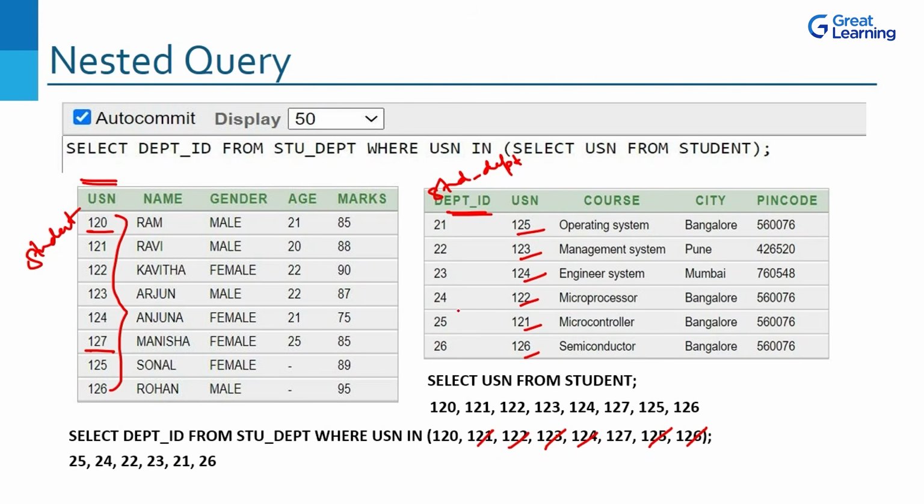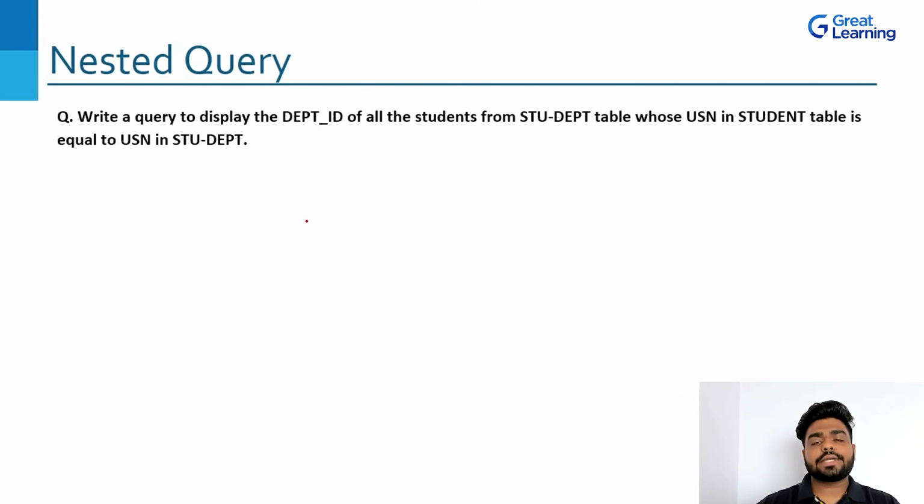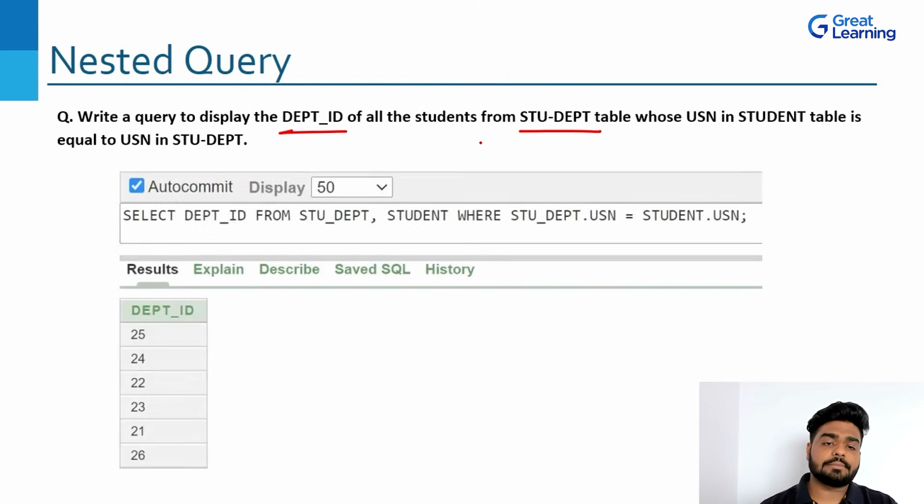Right? So this is the theoretical and practical knowledge of nested query, also known as subquery. So the question is, write a query to display the department ID of all the students from the student department table whose USN in the student table is equal to USN in student department, right? So we have to display the department ID for all the students from the student department table whose USN in the student table is equal to the USN in student department. So let's say: select department ID from student department, student where student department USN is equal to student USN.